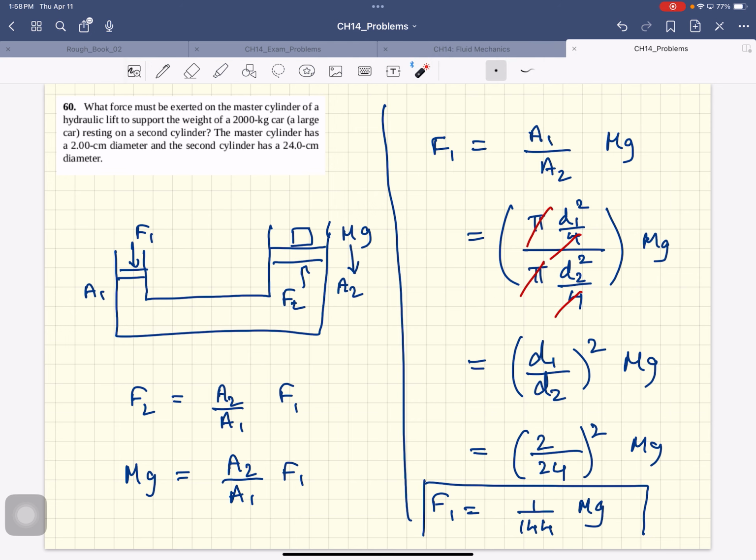So to lift this car up, the input force is 1/144 the weight of the car. And so for a 2000 kg car, that's about 14 kgs, which is 25 pounds. So to lift a 5,000 pound car, you're applying a 25 pound force.